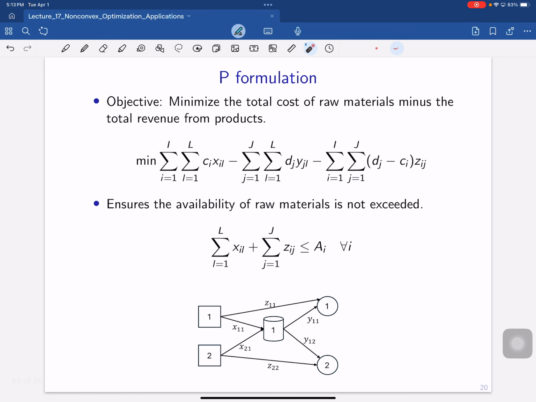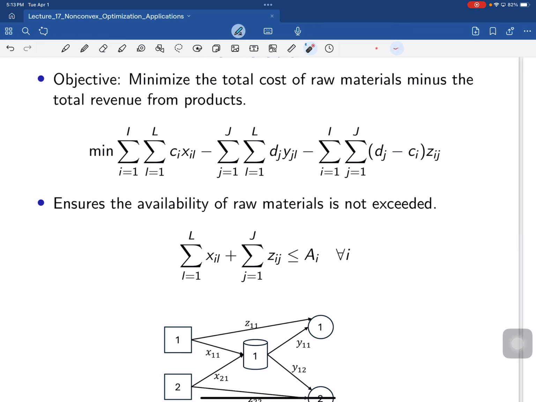Now, let's first talk about the objective. Of course, you have different types of cost, right? So you can think about it as a summation of the cost of raw materials and then the revenue by selling the product. Okay, I will not go into the details. If you check the notation back and forth, this is very obvious. Okay, so now let's go through all the constraints.